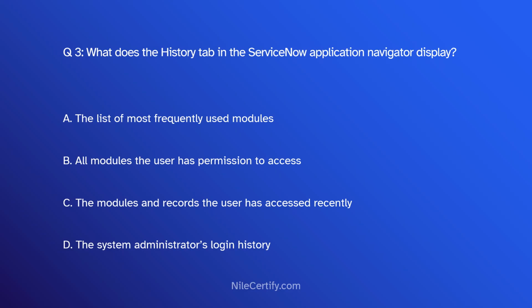Now for the CSA exam, remember this simple idea. The History tab in the application navigator shows what you have opened recently. That includes modules and records. It is personal to you. It is about recency, not frequency, not permissions, and not security logs. So your final answer is C, the module and records the user has accessed recently.